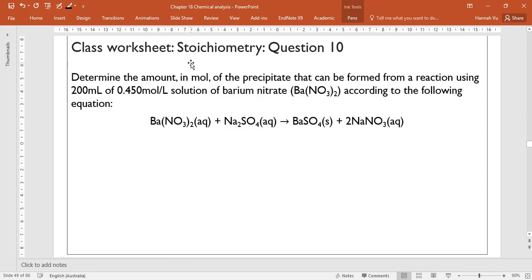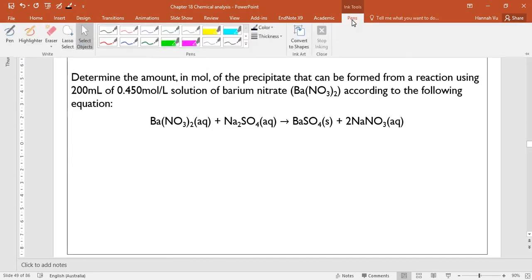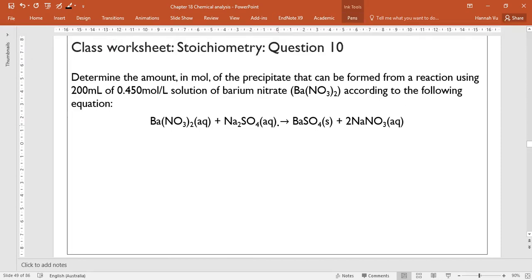We have to determine the number of mole. Well, I have to determine. You should do this question yourself before you watch this video. Determine the amount in mole of the precipitate. So once again, the precipitate is just the solid product that you have. So products on this side. So the solid product is barium sulfate in this case.